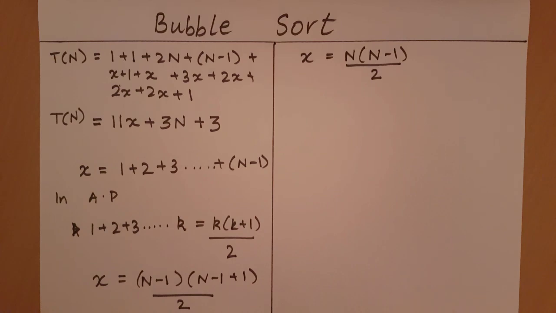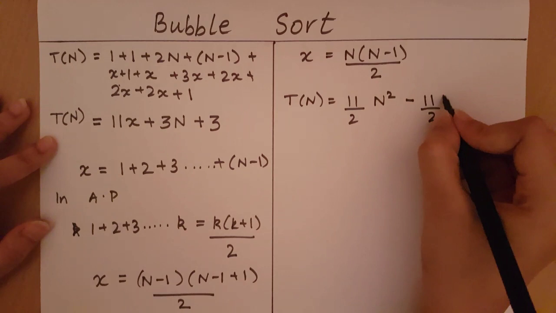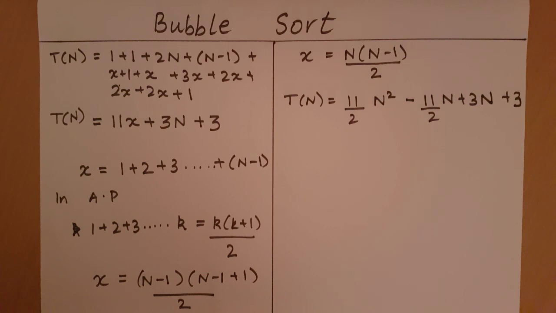So what can we get as the time? The time is equal to 11 by 2 n square minus 11 by 2 n plus 3n plus 3. So now we have the equation for the worst case time. What we need to find from this is the big O notation. So we need to find which term will most drastically affect its growth function with respect to n.